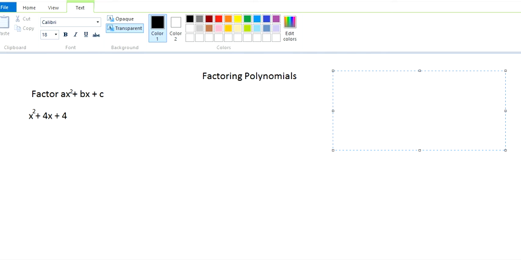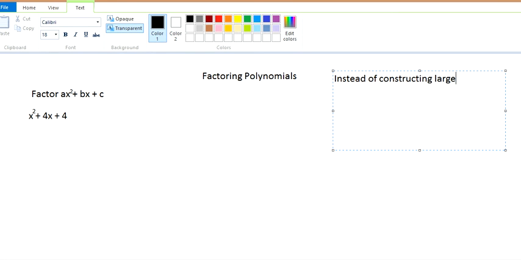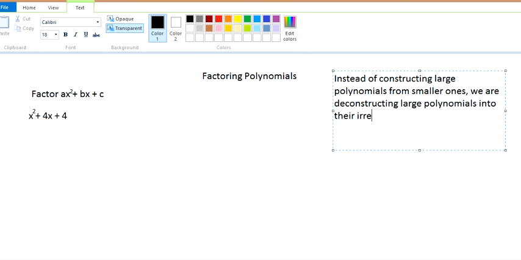Now if you remember my previous video about expanding polynomials, this is the exact same process except in the opposite direction. So what that means is that instead of constructing large polynomials from smaller ones, we are in fact doing the opposite and deconstructing large polynomials into their irreducible factors.